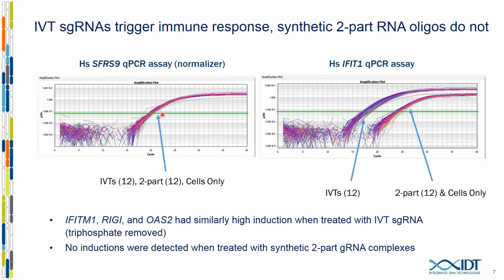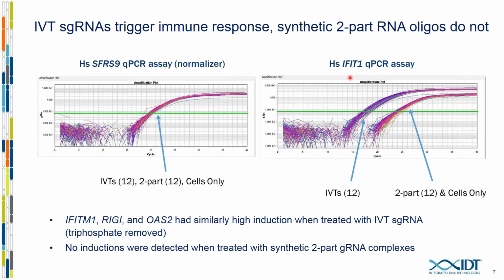These are qPCR reactions, and we're looking at one specific marker for the induction of the immune system. On the left-hand side here, you're seeing a human normalizer gene. So we expect, and in fact, we see everything is sort of equal. This is the IVT sgRNAs, the two-part and the cells only are all right on top of one another.